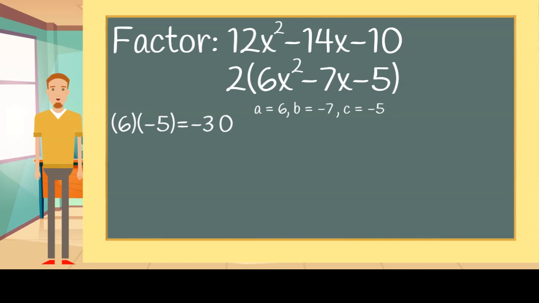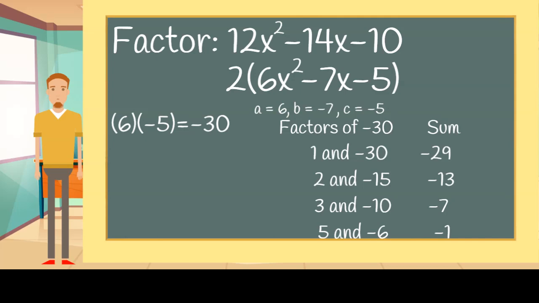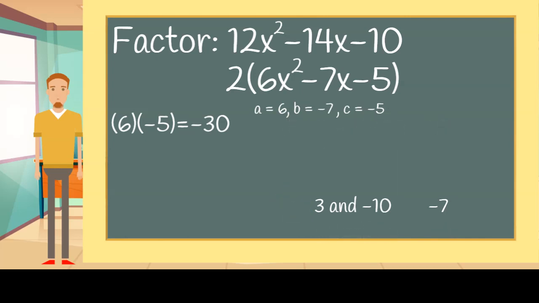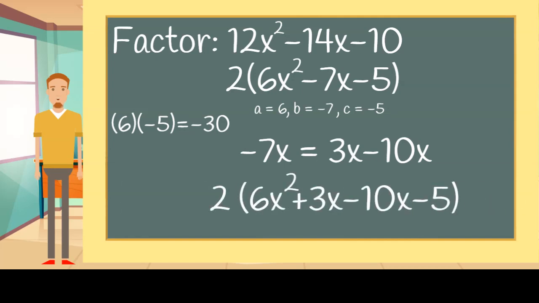Multiply 6 and -5. Their product is -30. Factor -30 such that the sum is -7. The correct factors are 3 and -10. Then, rewrite -7x as 3x minus 10x. After that, the resulting expression is a 4-term polynomial. We factor it by grouping.